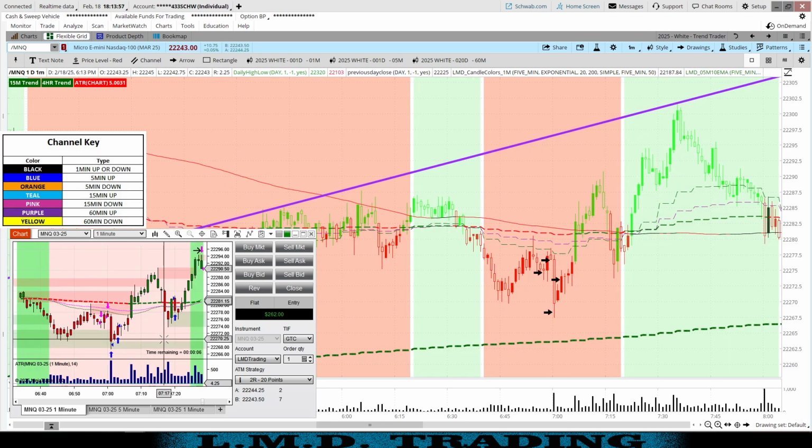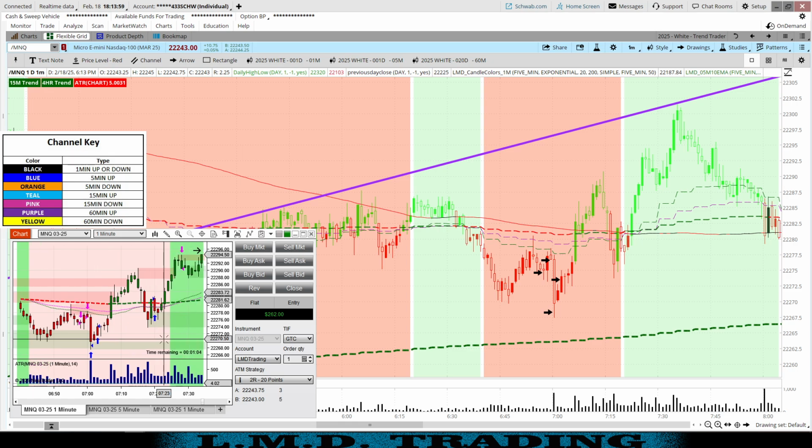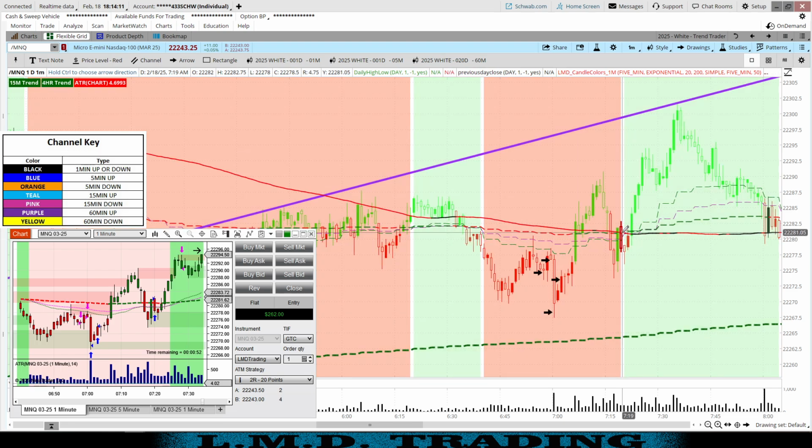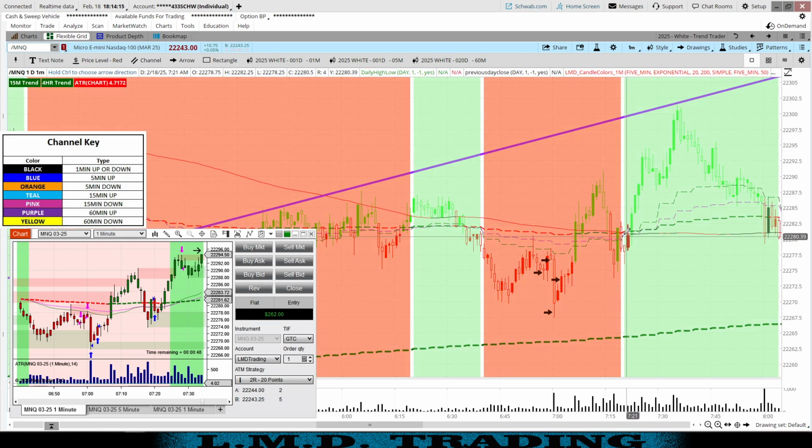Let's scroll this over and take a look and see what we did. We see that we got in on the 7:21 candle. Got in on this candle right here. Let me make sure though, because again, yep, it was this candle.